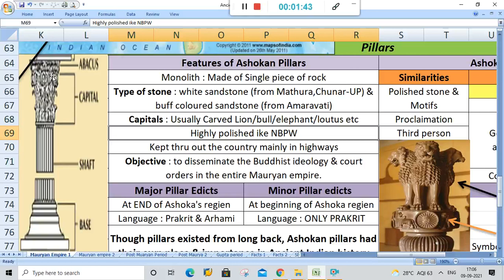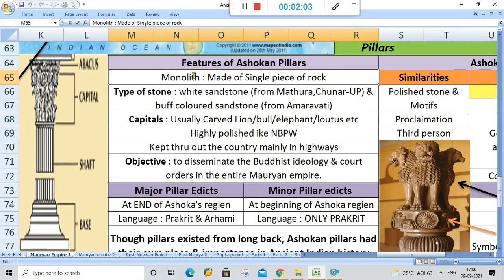This will be the structure of any pillar. The designing, or we can say the carvings, may differ from one pillar to another. However, these are the parts of any pillar. So let's move on to learning about the features of Ashokan pillars.